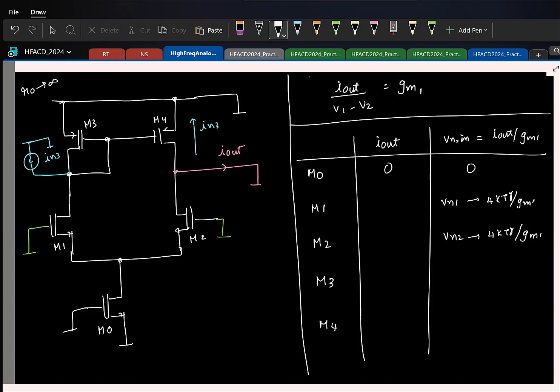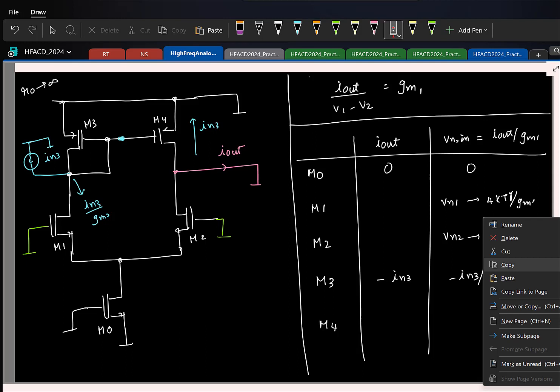So what is my I out? Minus IN3. If I refer it back to the input, I will divide it by GM. So it's minus IN3 by GM. IN3 is going directly into the diode and will create a voltage. See, if you look at this voltage, what will that voltage be? IN3 by GM3. That is your gate voltage. What will be the incremental current? That's what happens. But you can directly look at it in the form of a current mirror.